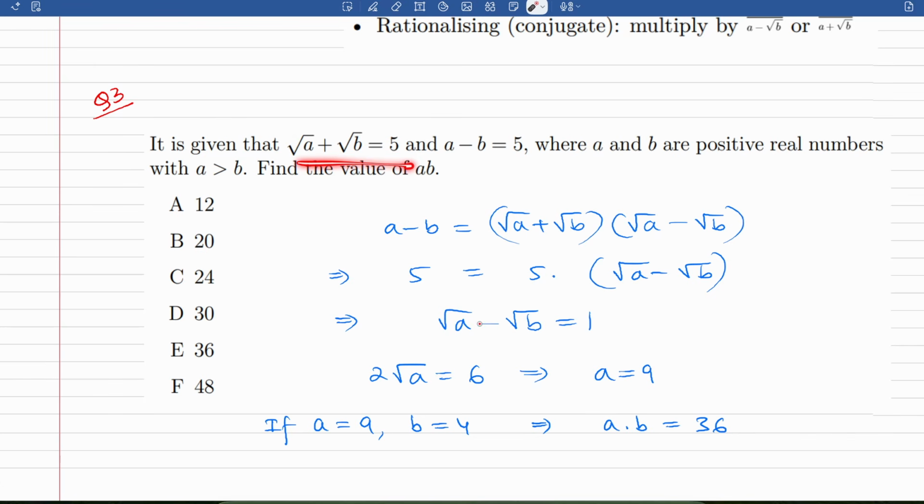If you add these two, you will cancel root b and you will end up with 2 root a is equal to 6, which would give you a is equal to 9, because root a becomes 3 and you square it, a is 9. If a is 9, then b is 4 from this equation, and then you end up with ab is equal to 36, answer E.